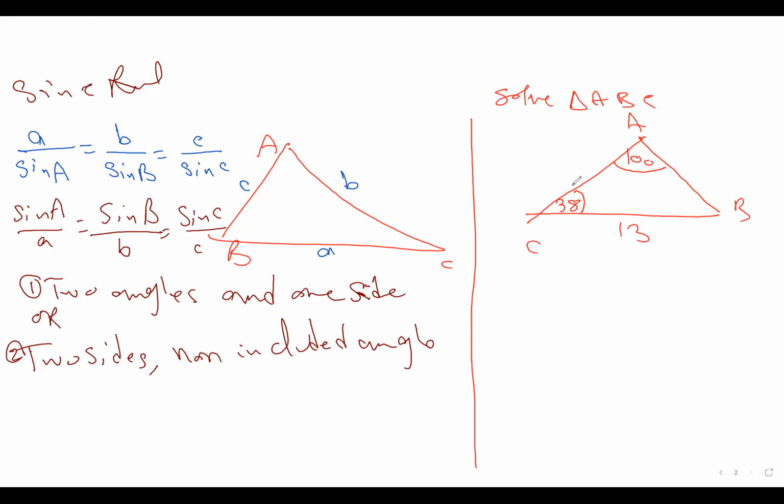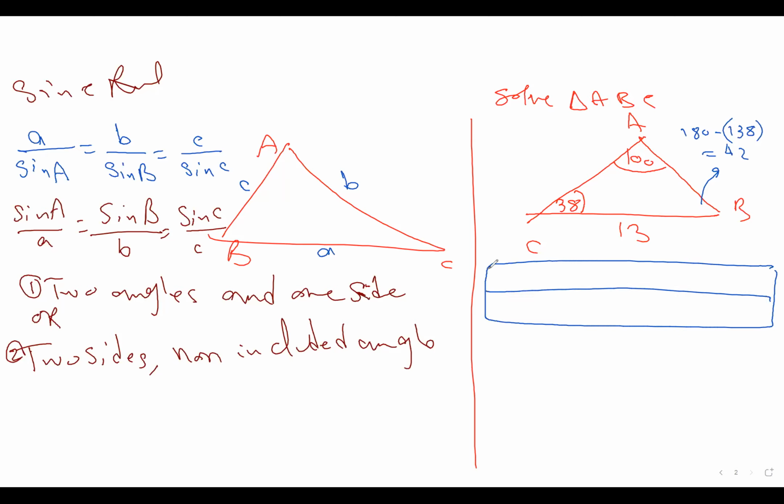We already have two angles and one side, so we can find the third angle. The third angle is 180 minus the sum of these two angles, which is 138. It will be 42, so this angle is 42. And we can complete this table. If you remember, we write all the items of the triangle in this table, which is the three sides and the three angles. The three sides are a, b and c.